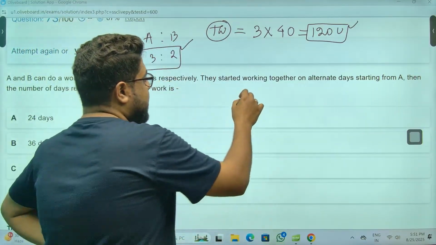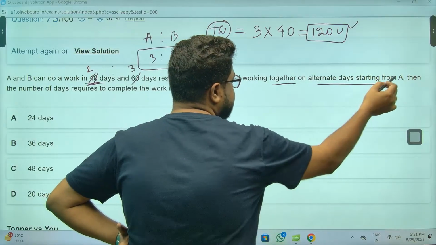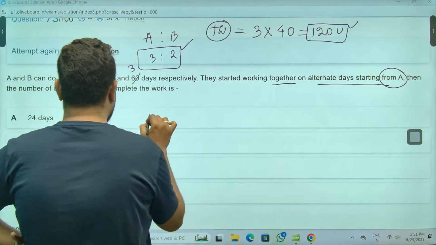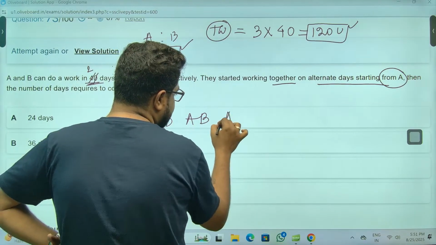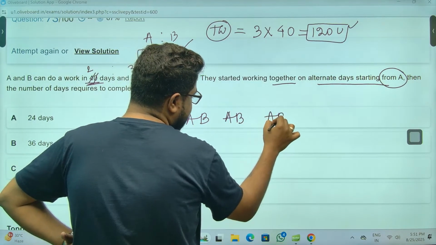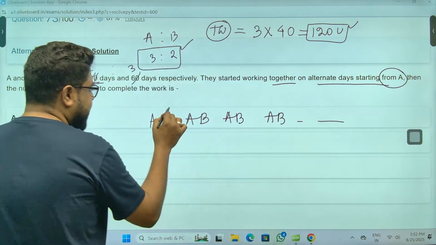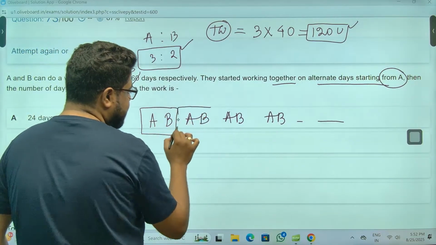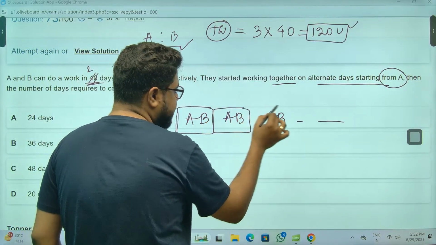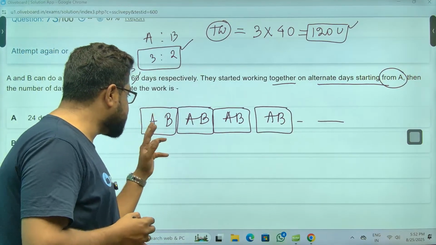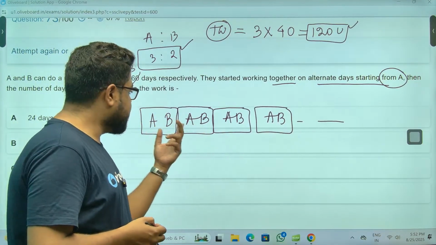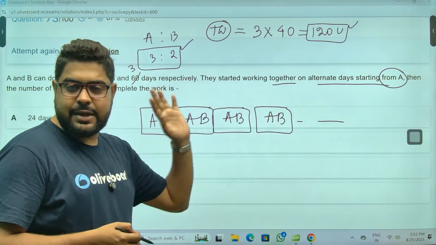Now, they started working together on alternate days starting from A. Meaning, I'll take packets: A, B, then A, B, then A, B, and so on. So again, I told you in this case, take packets. Every packet is of 2 days. First day A is working, second day B is working. Third A, then B, A, B, A, B, and so on.